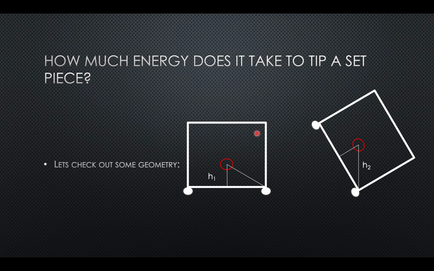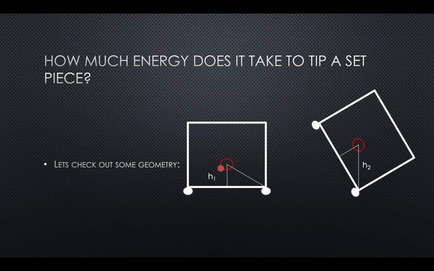This is just a box. Your set piece can be any shape or size, but it's always going to have this little red circle. This red circle is called a center of mass. The center of mass is a location on the set piece where we lump all the mass of the system and achieve relatively similar dynamic results from that simplification.